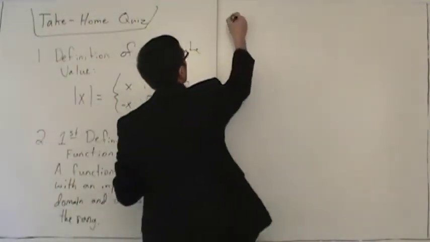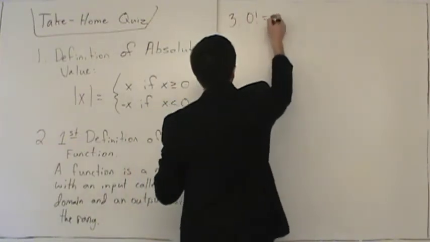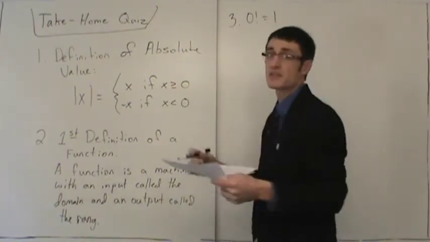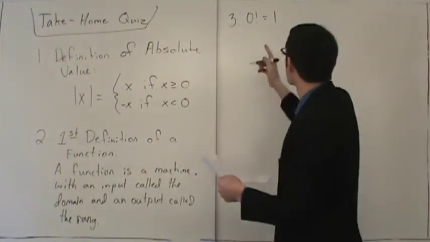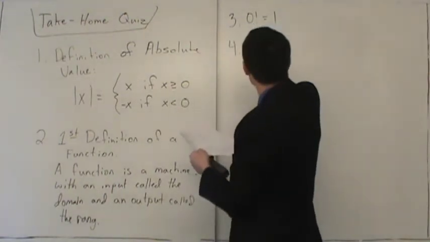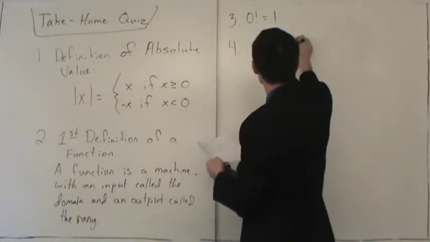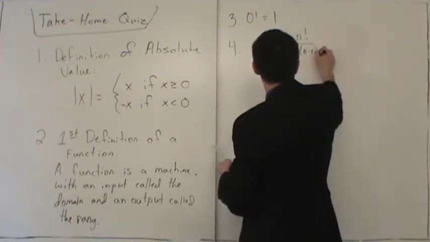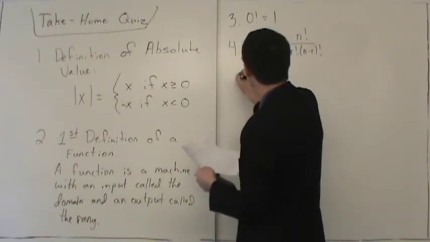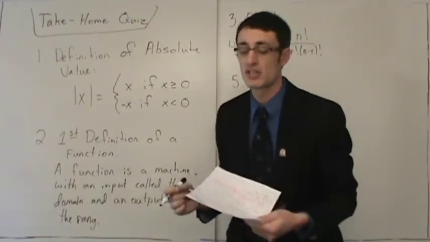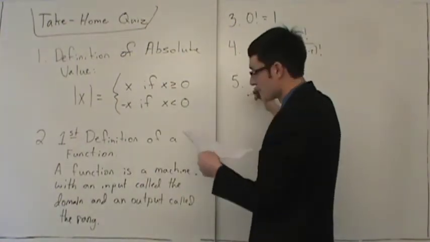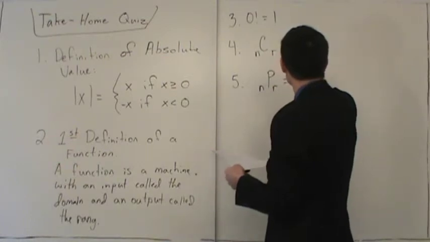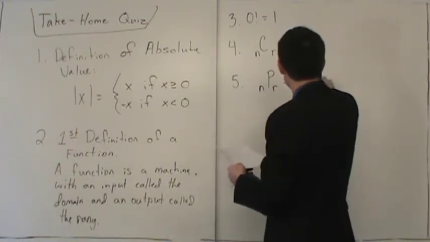Number 3, 0 factorial. If you remember, 0 factorial was by definition equal to 1. It makes no sense, but it works. So they decided to call this one. Number 4, the combination of n objects taken r at a time is n factorial over r factorial multiplied by quantity n minus r factorial. Again, all of this should be on your definition sheet. If it's not, make sure you add this to the definition sheet. Number 5, permutation of n objects taken r at a time is n factorial over quantity n minus r factorial.